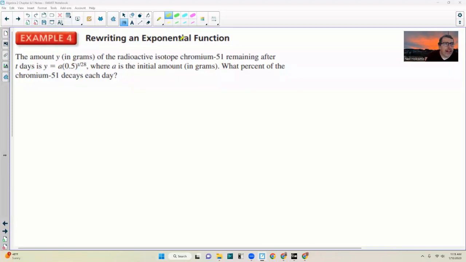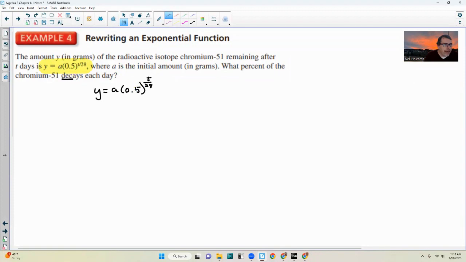Okay, example 4 is rewriting an exponential function. This example says the amount y in grams of the radioactive isotope chromium-51 remaining after t days is y equals a times 0.5 to the power of t over 28. So the first thing we're going to do is just rewrite the equation, where a is the initial amount in grams. So 0.5 is our b.